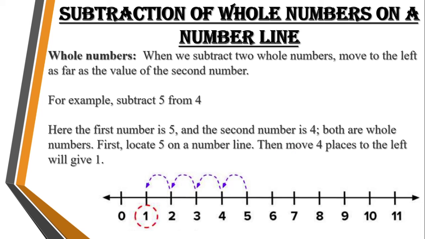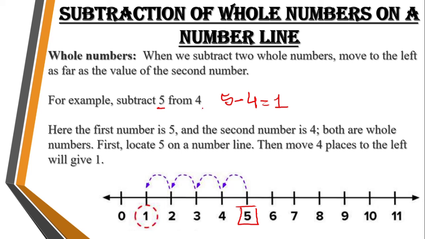So let's take a small example. 5 minus 4. So 5 minus 4 is 1, as you all know. In normal subtraction, we get 1 as the answer. Now we should learn how to subtract on a number line. So first we should locate the first number. The first number here is 5. So we will locate on 5.